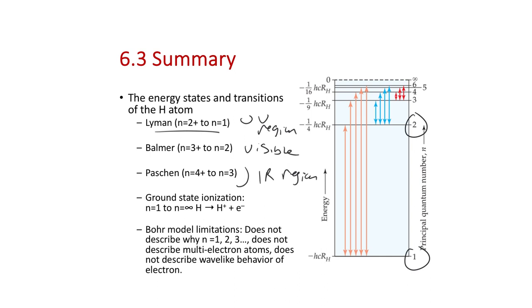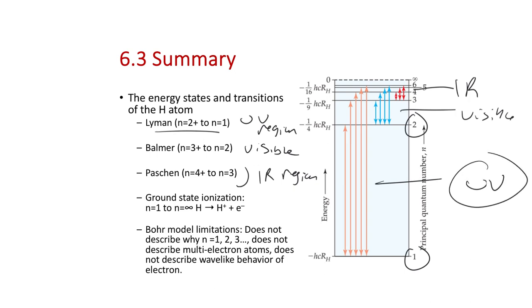And what I think is more important is just kind of seeing the transitions that end in 1. Big difference of energy, high energy, that's ultraviolet. The visible in between, the 6 to 2 all the way to the 3 to 2s. And then the transitions ending in 3 or greater, those are going to be in the infrared region. So IR, visible, and then UV.